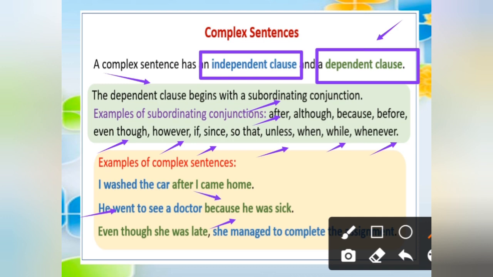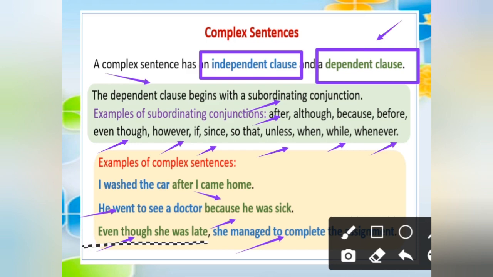Even though she was late, she managed to complete the assignment. So, she managed to complete the assignment. You will not say, students, dependent clause or independent clause, they both can come anywhere. Sometimes the independent can come first or at the back also, and the dependent also can come first and at the back also. No problem, anywhere they can come. Only you have to identify the conjunction. Even though is our conjunction, by this we came to know this is a subordinating conjunction, and this part is your dependent clause.